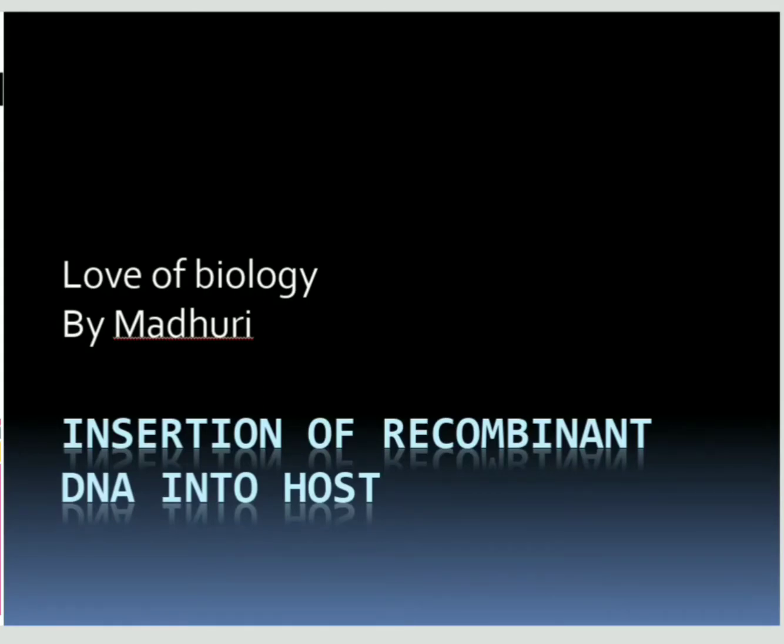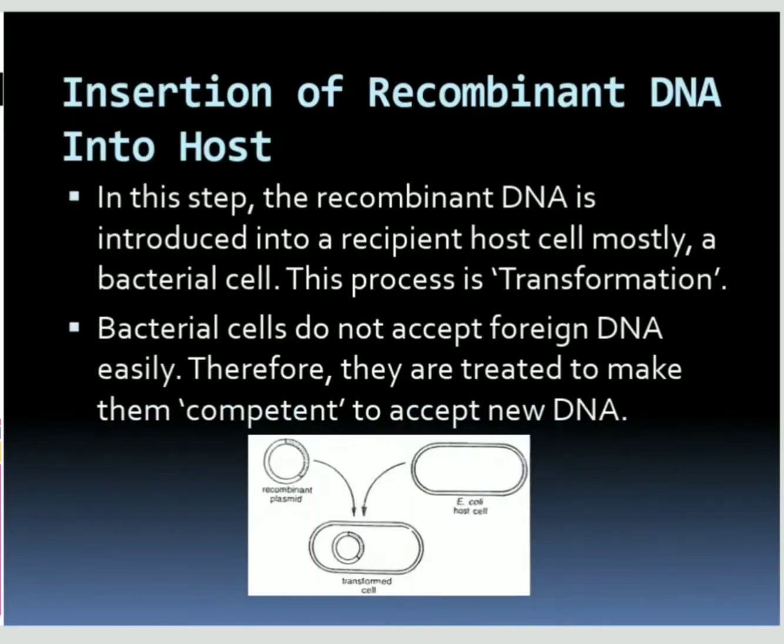Today we are going to learn about insertion of the recombinant DNA into host. What is recombinant DNA? That is a hybrid one with the desired DNA joined with the vector. In this chapter, our recombinant DNA is introduced into the recipient host cell, mostly a bacterial cell. This is transformation. Bacterial cells do not accept the foreign DNA, so they are treated to make them competent to accept the new DNA molecule.